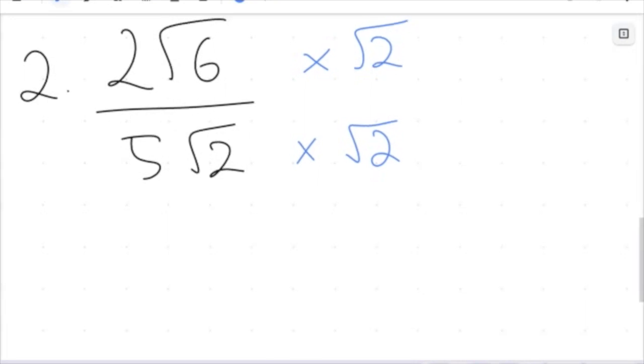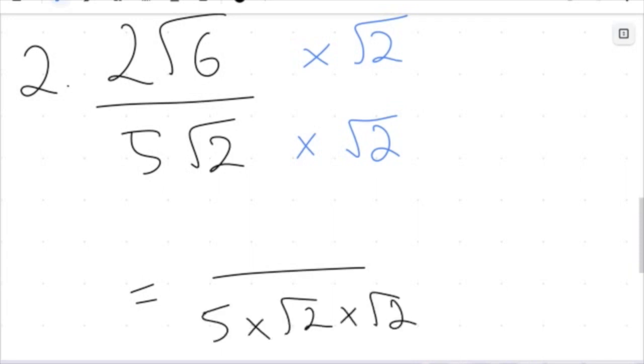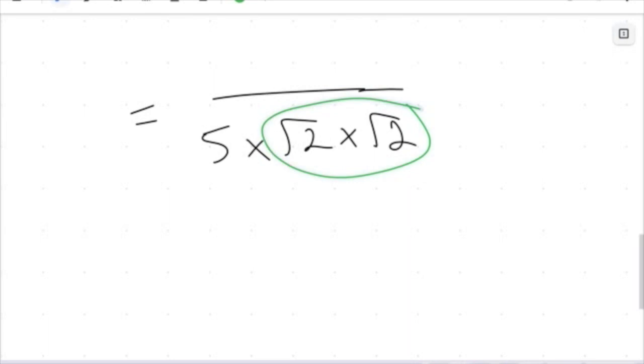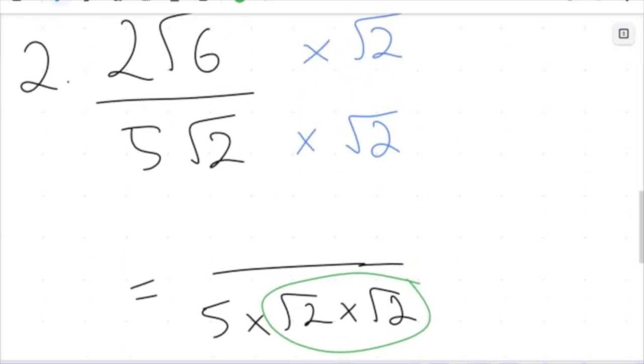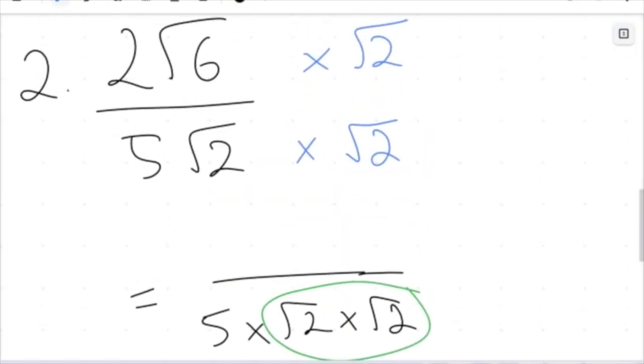So what I end up with is, let's do the denominator first. I get 5 times root 2 times root 2. Okay, and we can write root 2 times root 2 as just 2. So in essence, I'm doing 5 times 2 on the denominator, and on the numerator, I'm getting 2 root 6 times root 2. So my 2 stays here, and the root 6 times the root 2 is going to give me root 12.